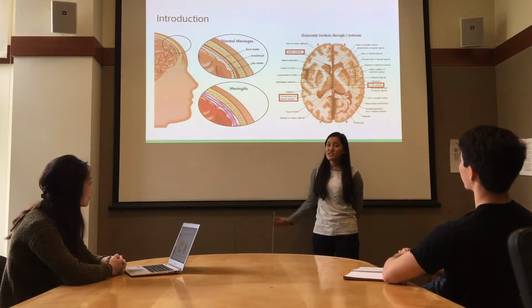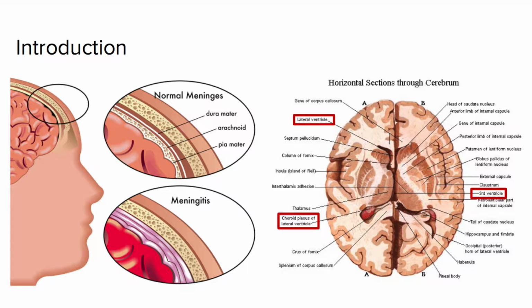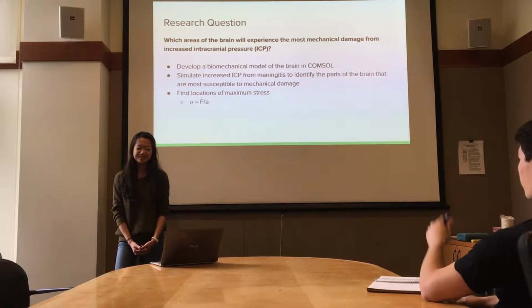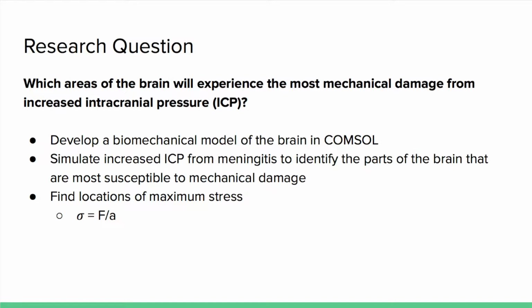Okay guys, so this is gonna help you for your model. On your upper left, you can see normal meninges, and on the lower left, you can see inflamed meninges, which causes increased intracranial pressure. And on your right, you'll see an anatomical cross-section of the brain, and because there are different folding patterns for every patient, you want to focus on these red structures that are most common in all patients.